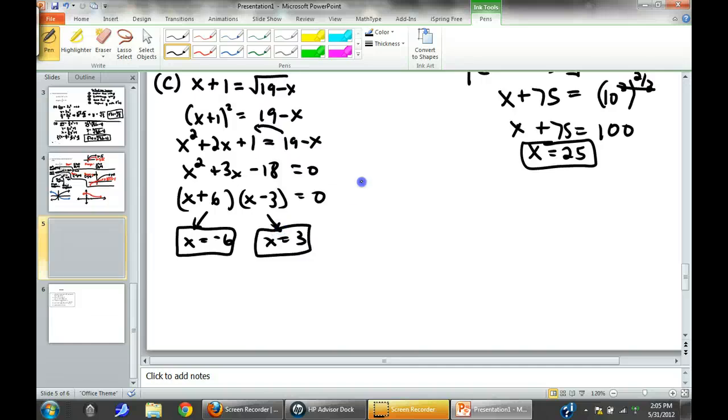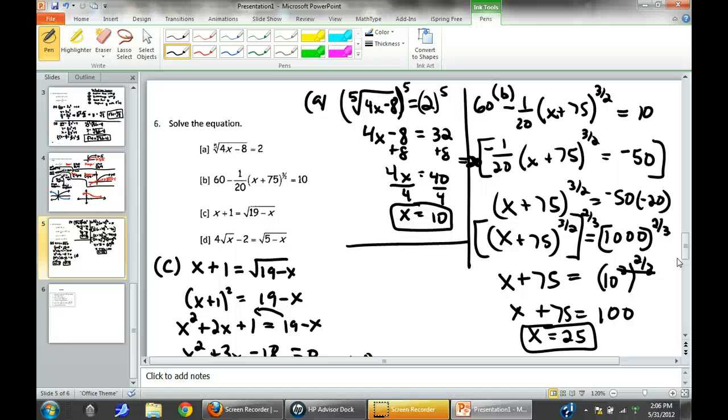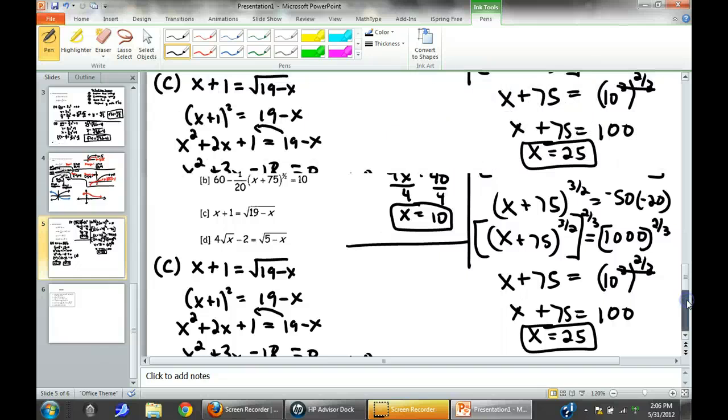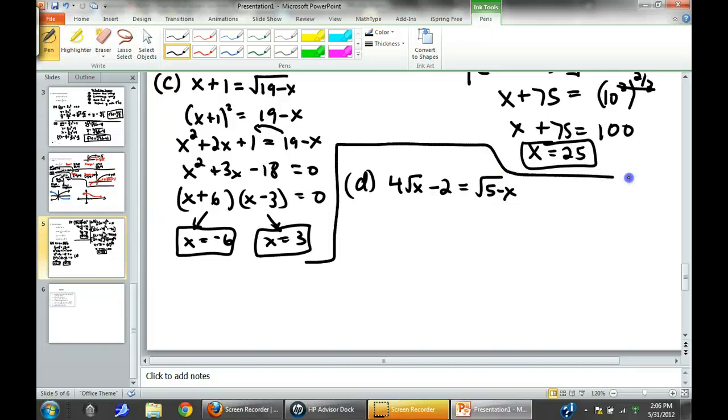Letter D. 4 root x minus 2 is equal to the root of 5 minus x. Alright, do this one and we are done. Okay, and x is under that root. Okay. Yeah, we're going to have to square both sides.